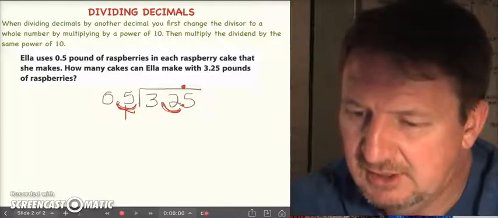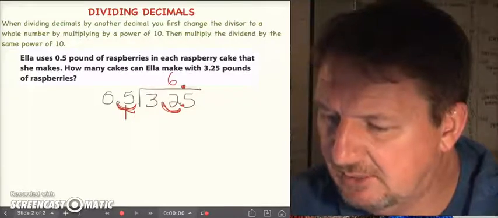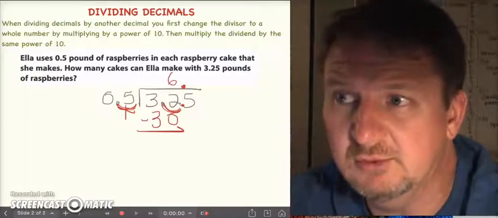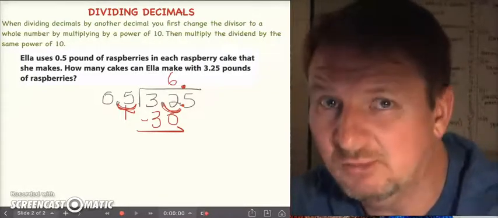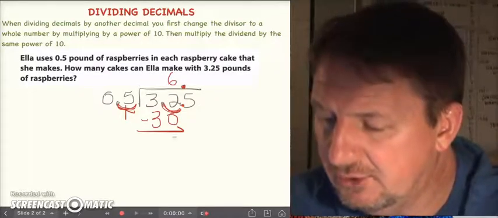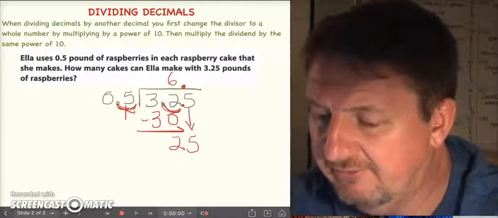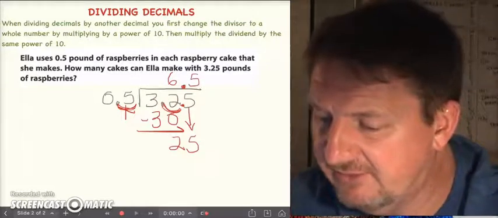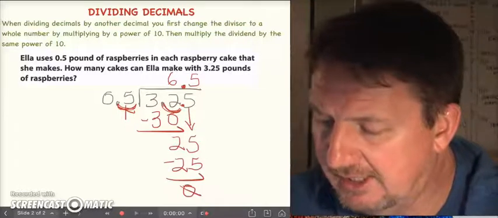Okay, so 5 will go into 32 6 times. 6 times 5 is 30. Now notice I put my 6 over the 2 because that's the last digit of the number that I'm dividing into. All right, placement really counts here. 6 times 5 is 30. I subtract 30 from 32. I get a 2, and I bring down my 5. All right, 5 will go into 25. 5 times 5 is 25. I subtract, and I get 0.